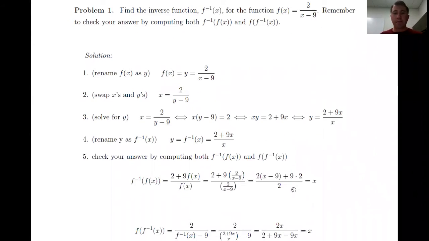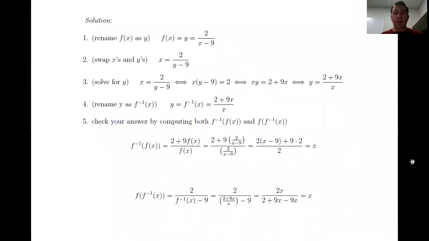Finally, step 5, which might be the other labor-intensive step. We need to compute f inverse of f of x and f of f inverse of x. And in both cases, we are hoping to get an x when we do so.